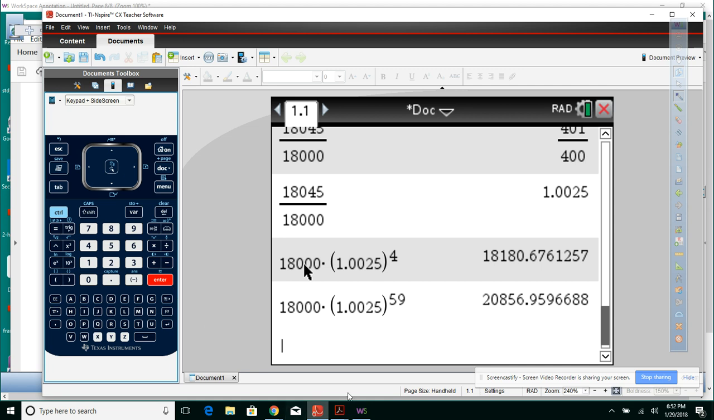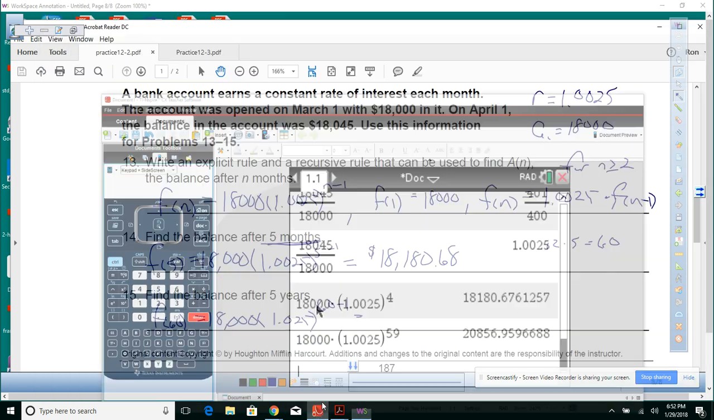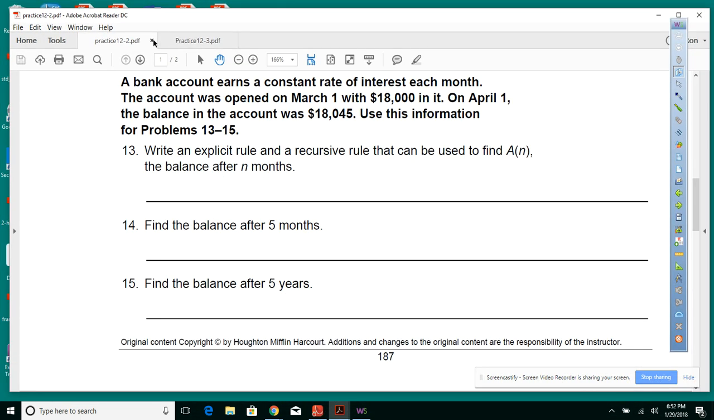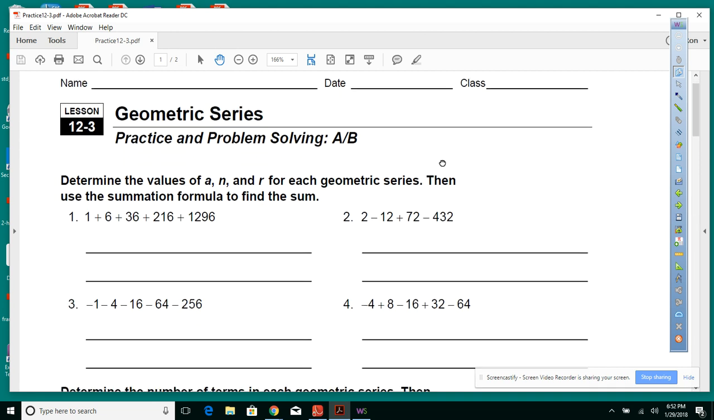And I get $20,856. So I get $20,856.96. Yeah. All right. Good job on number 2. 2/3 of the way. Oh, geometrics.